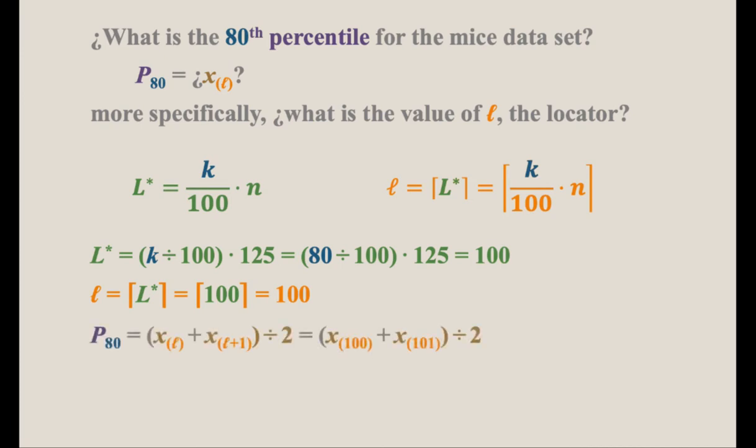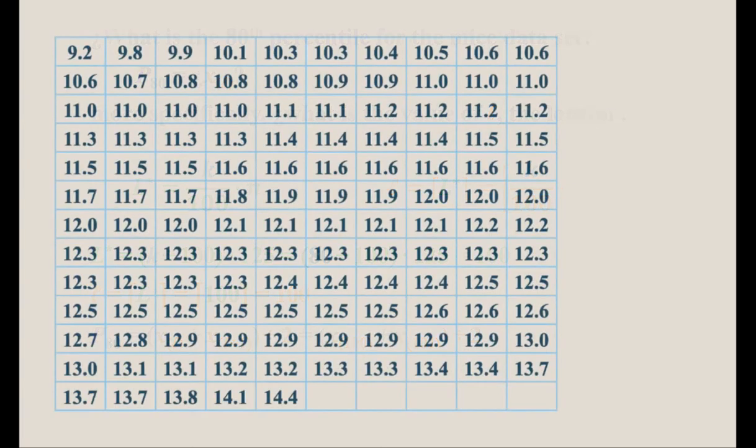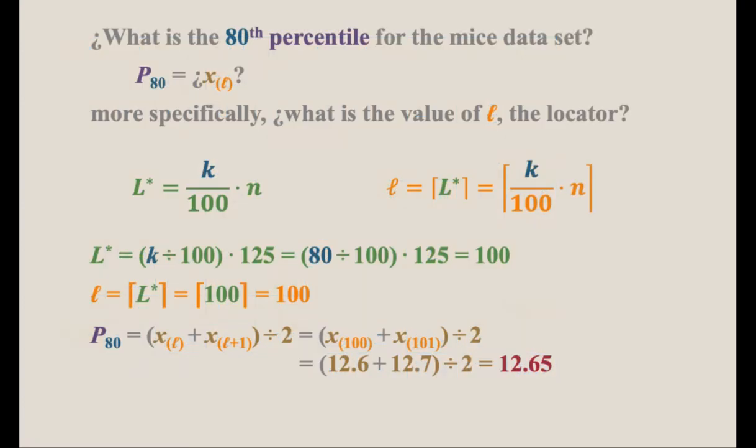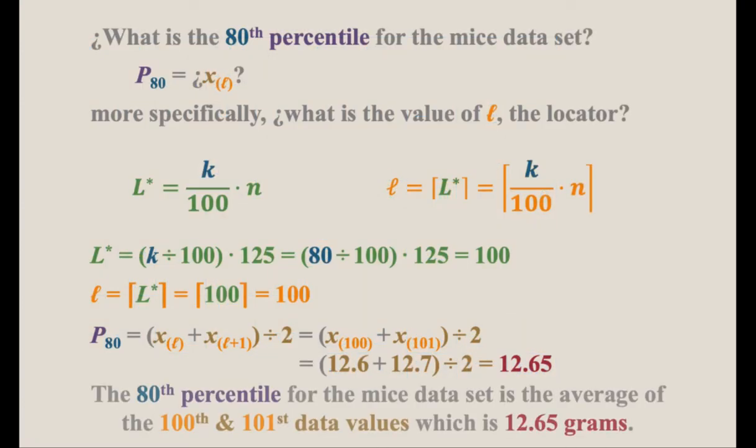Now, instead of using x sub 100 from the ordered data set, we will use the average of x sub 100 and x sub 101. Retrieving these values from the data set, we get the weights 12.6 and 12.7 grams, respectively. The average of these two weights is 12.65 grams. Summarizing, the 80th percentile for the mice data set is the average of the 100th and the 101st data values, which is 12.65 grams.